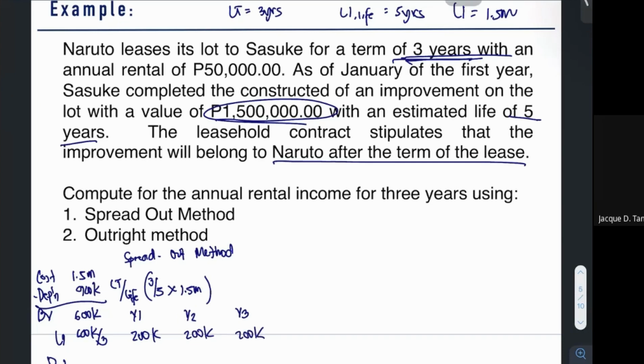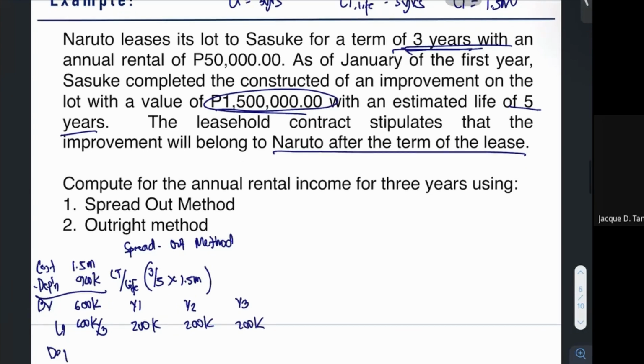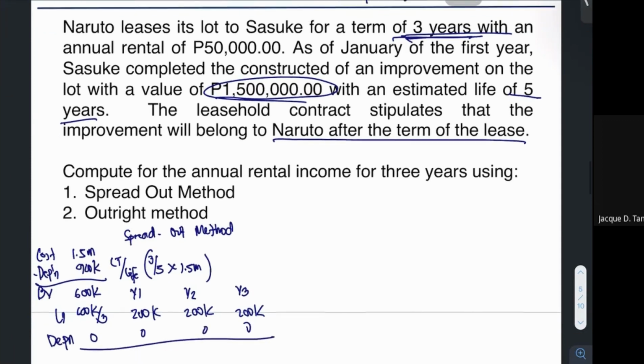Now, as to depreciation, what did we say? For depreciation, there will be no depreciation. Furthermore, there is an annual rent of 50,000. So we have here collections of 50,000 each year. So the total rental income will be 250, 250, and 250. So that is for spread out.